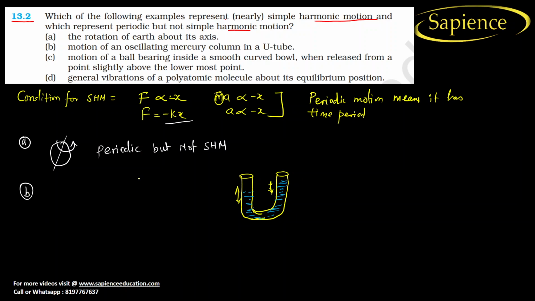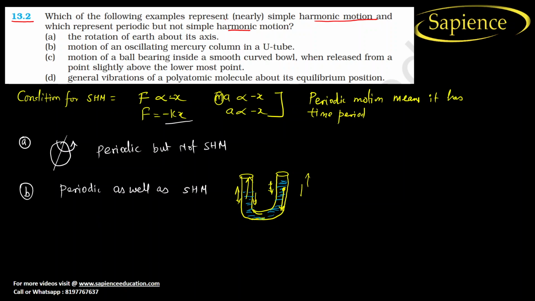It will move up and down at a regular interval of time. So it is repeating, as well as up and down motions are there, and there will always be a force acting in the downward direction when it goes up, and when it moves down, the force will act in the opposite direction. So there is always a negative force acting on its movement. So it is periodic as well as S.H.M.